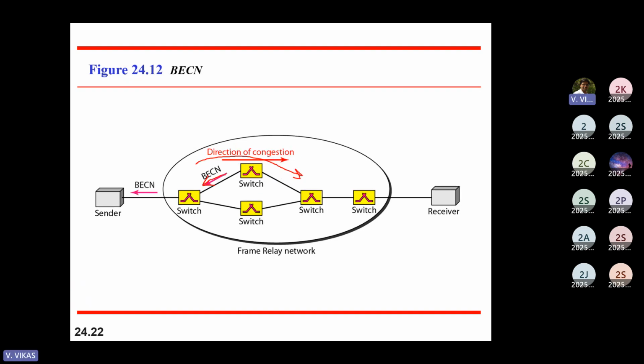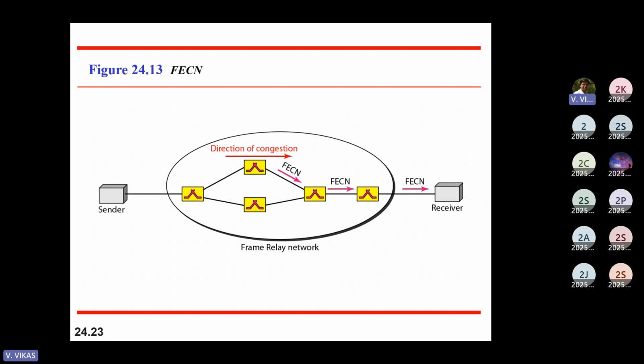See, the direction of congestion is like this, and if I am sending congestion notification in the opposite direction, that is backward explicit congestion notification. In forward explicit congestion notification, I have congestion and I send the information about congestion to the receiver, in the same direction. That is nothing but forward explicit congestion notification. In backward explicit congestion notification, the sender has to deal with it, maybe slowing down the rate at which it is sending. In forward explicit congestion notification, the receiver may reduce the acknowledgements it is generating, so that the sender can slow down.